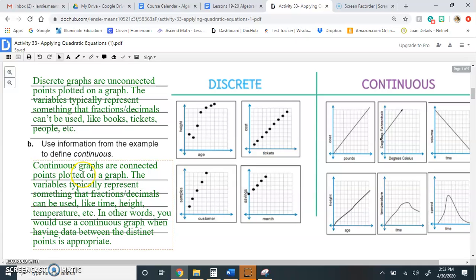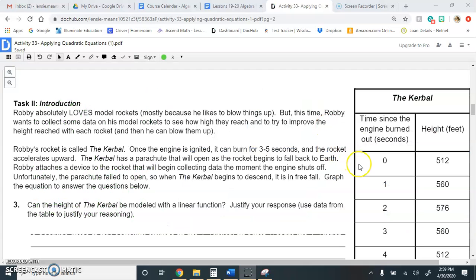Letter B, continuous graphs are connected points plotted on a graph. The variables typically represent something that fractions and decimals can be used for, like time, height, temperature, etc. So, you could have 1.5 hours. You could have 3 3/4 feet, things like that. In other words, you would use a continuous graph when having data between the distinct points is appropriate. So think about it, you would connect because all of the data points in between those whole numbers, so to speak, are reasonable.